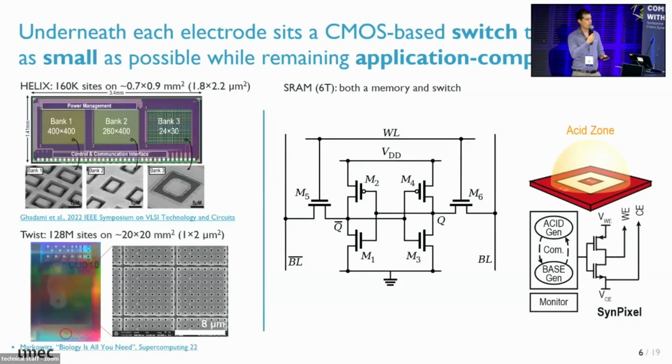However, all these electrodes need some kind of switch underneath them in order to turn them on and off, because otherwise how do you determine which pattern to write? And typically this is done using this kind of CMOS circuit. It's called a 6T SRAM circuit. Typically it's still coupled to some other circuitry in order to drive the actual electrochemistry, but this is the base circuit that is used.